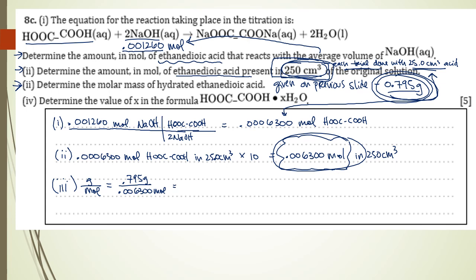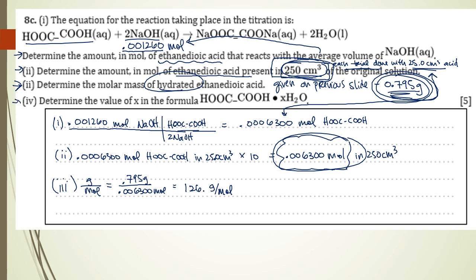0.795 divided by 0.006300 gives us 126. Actually, I'm going to stop there, 126 grams per mole, because I'm going to keep only 3 sig figs, is the molar mass of the hydrated ethane dioic acid, the stuff that I originally started with.